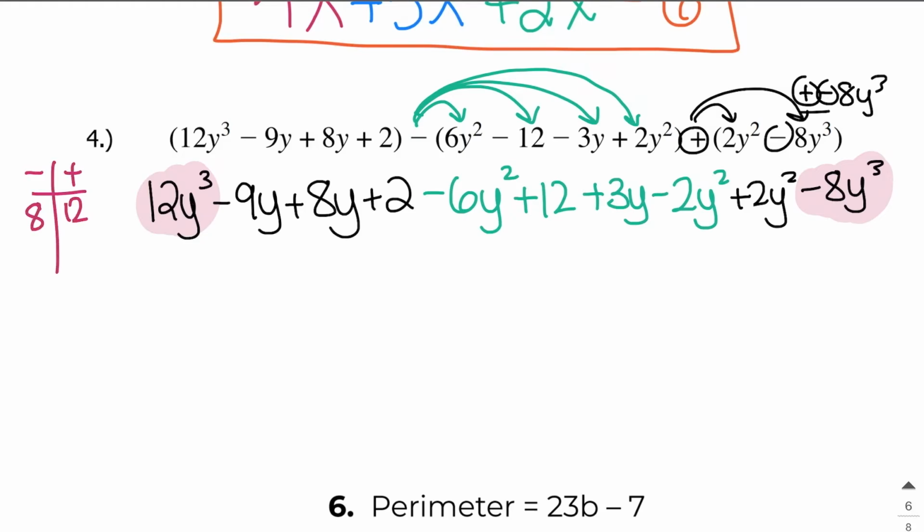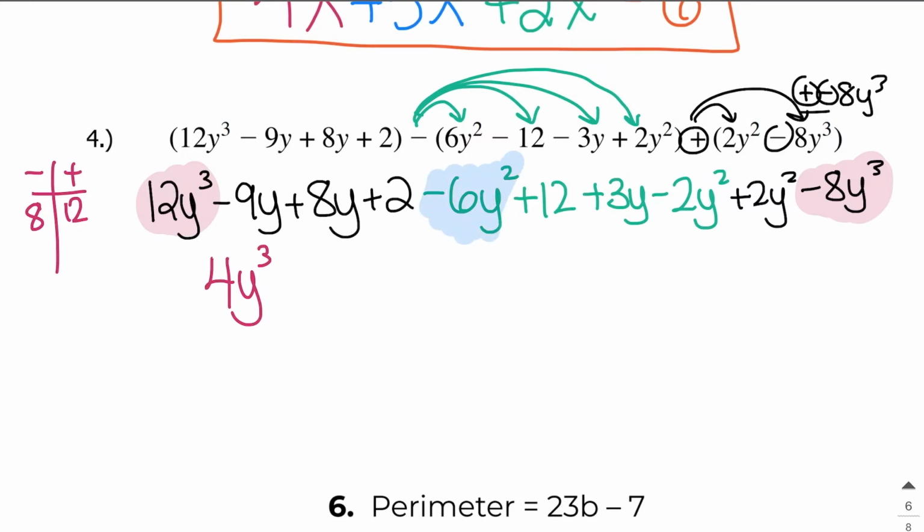Team negative 1, 8 points, so team negative 1 by 4 points. So this is 4y cubed. Now, at this point in time, I'm going to be strategic about doing this. I'm going to put this in descending order at the same time that I'm collecting my like terms. So I'm not going to deal with this negative 9y right now. I'm going to go to the next lowest term, which is the y to the power of 2.